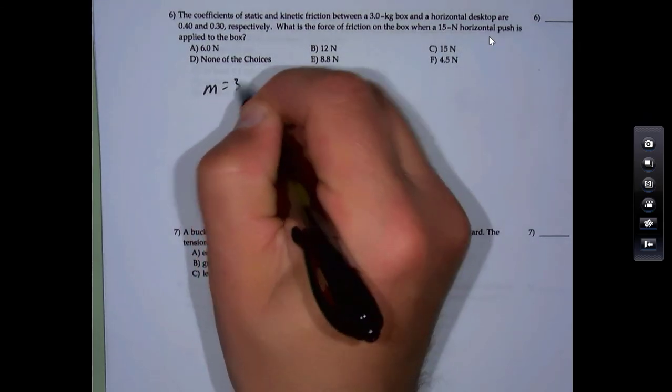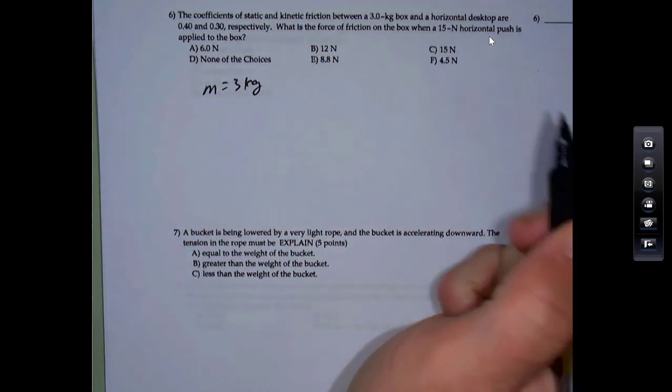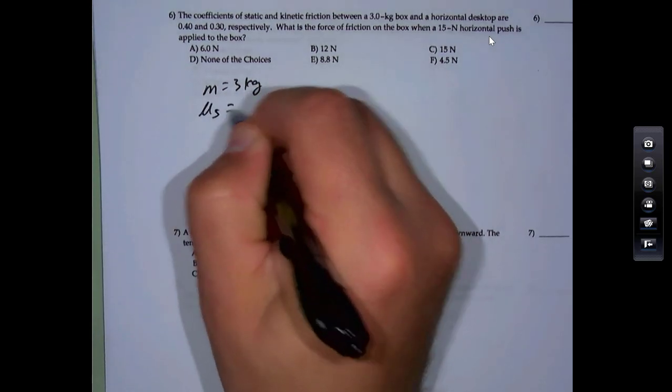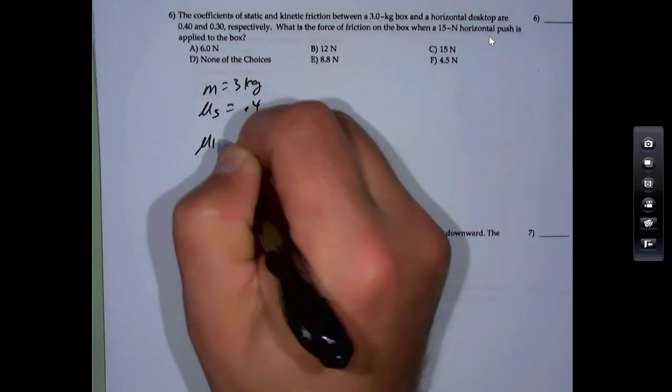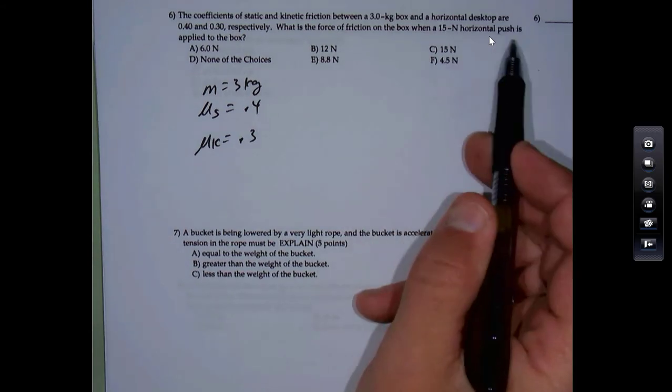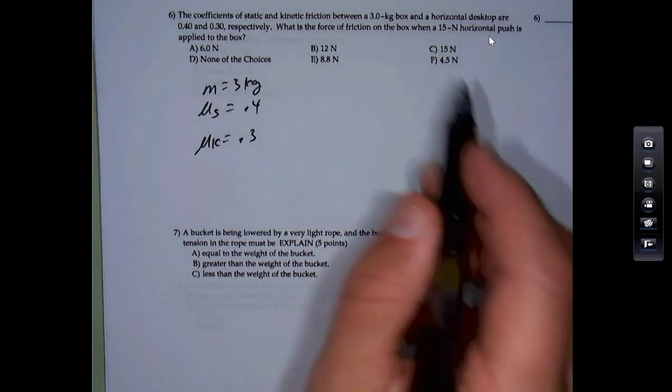Okay, next one. This is from chapter 5. The coefficient of static and kinetic friction on a 3 kilogram box. Okay, mass is 3 kilograms. Coefficient of static friction is 0.4. Coefficient of kinetic friction, 0.3. Static friction is always greater than kinetic friction. What is the force of friction on the box when a 15 Newton horizontal push is applied to the box?